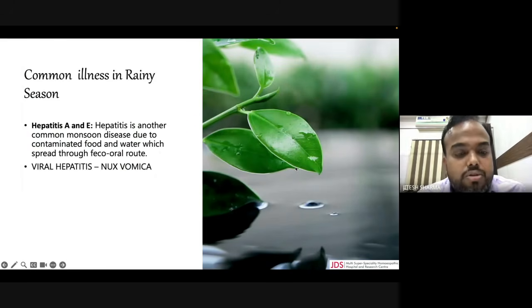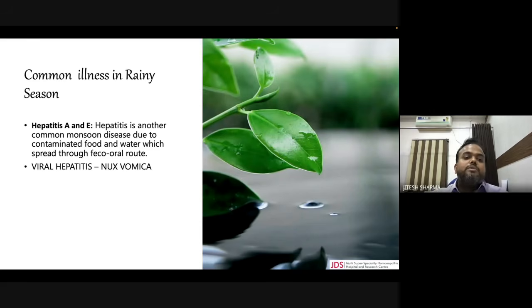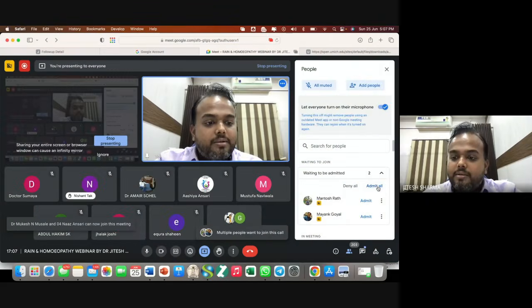Next, people also suffer from hepatitis A or E. It's a common monsoon disease due to contaminated food and water, which spreads through the fecal-oral route. And commonly the remedy you can think of is Nux vomica.